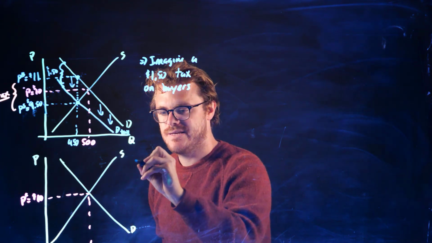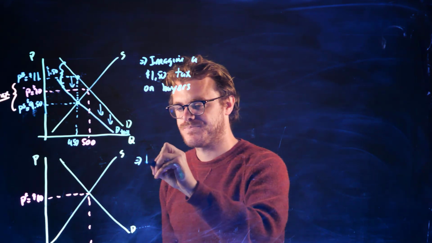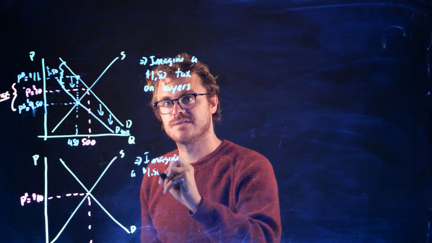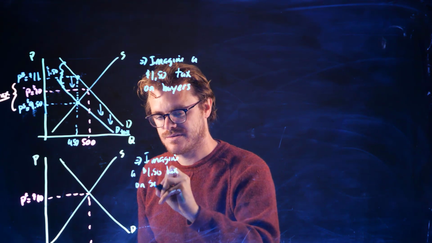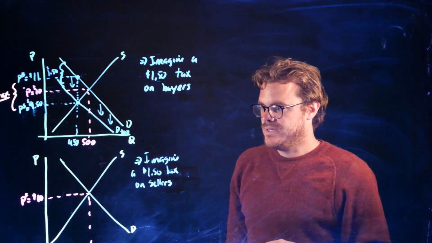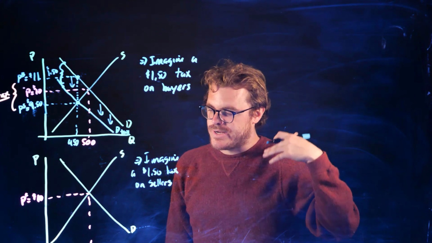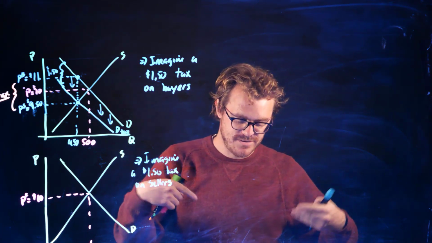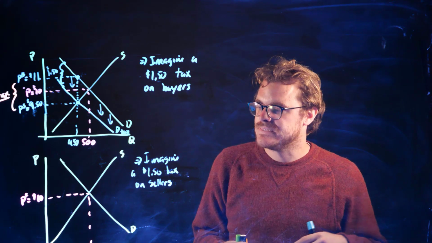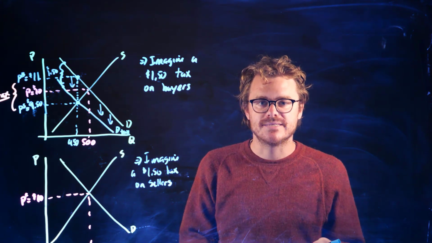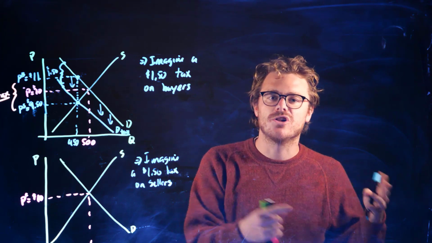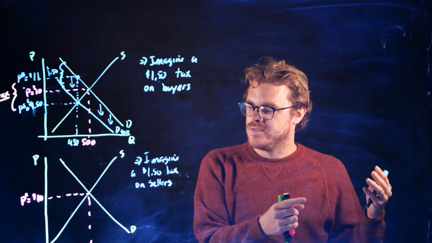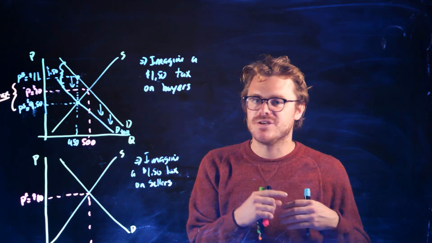Now imagine in this other scenario, imagine a $1.50 tax on sellers. So we can use the same logic as we were thinking about before, but now we're going to apply it to sellers. So now let's say you're the proud owner of a pizza parlor. Now every time you sell a pizza, you have to give $1.50 to the government, or the Queen's government, or whoever. So we want to think about what effect that has on our supply curve.